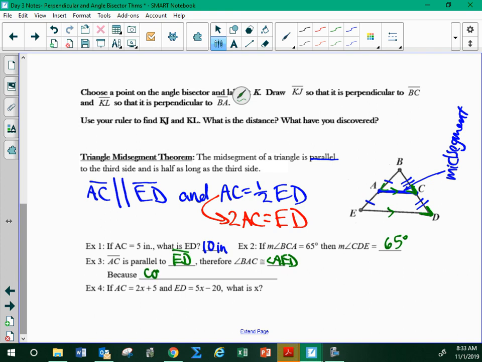Because corresponding angles postulate. What do you know? Previous units coming back for the win. What are we going to need to do as part of that? Are we going to need to do previous theorems and stuff?